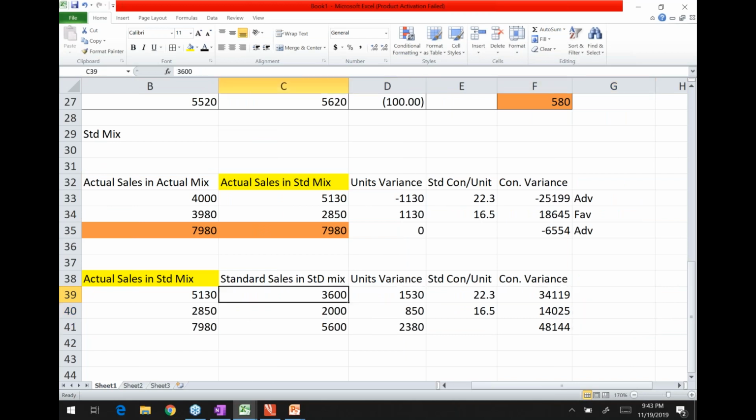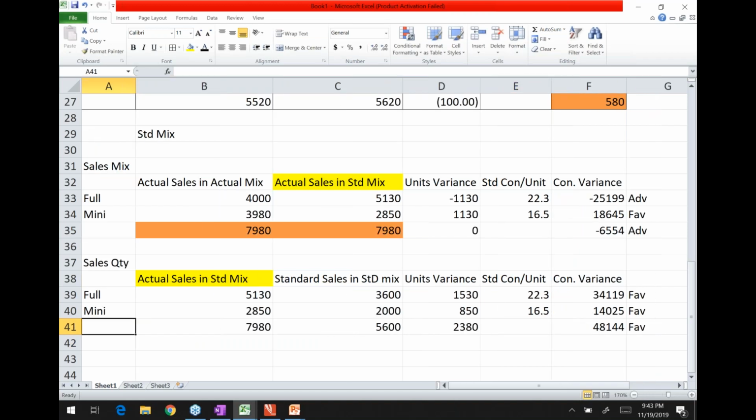When the answers are positive mathematically, it is favorable. This is positive, this is positive, and the answer is positive. So this is favorable, which means sales mix is adverse and sales quantity is favorable.